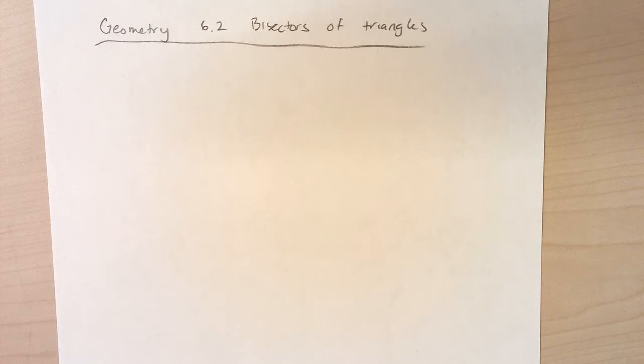This is geometry 6.2, bisectors of triangles. Before we talk about the bisectors of triangles, we need to go over a few terms or definitions. One of them is concurrent, either concurrent lines, rays, or segments. We'll specifically just talk about concurrent lines right now.